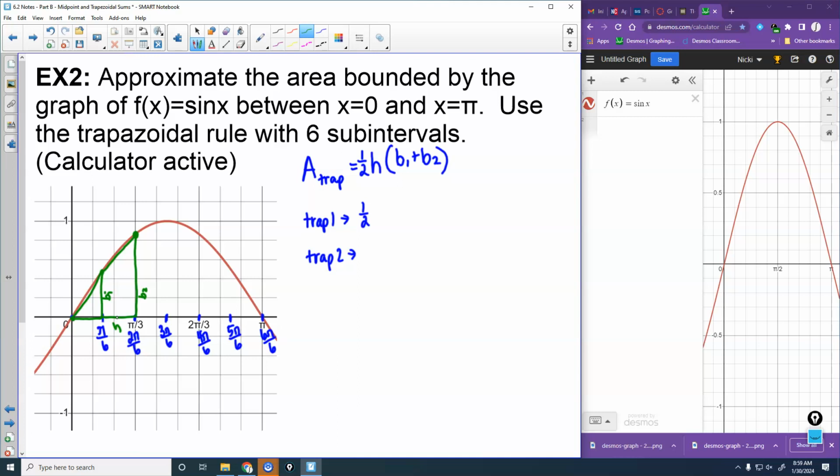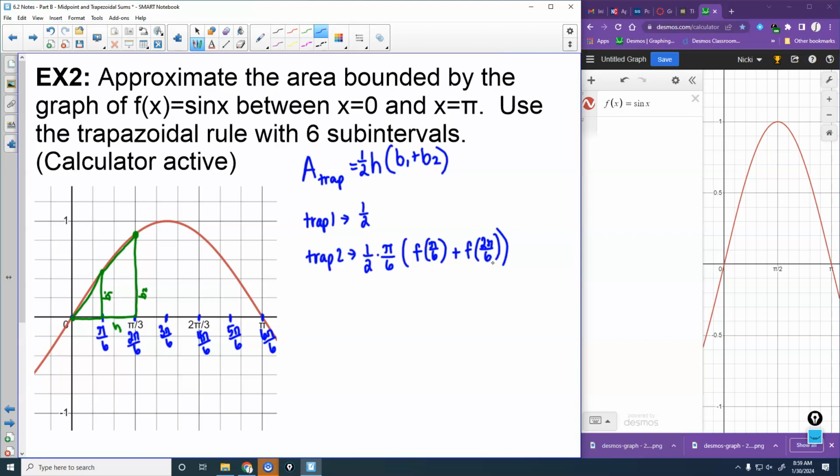So what would the width of that trapezoid be? It is pi over 6. So we got 1/2 times pi over 6, right? That is the width, which is also like the height of this trapezoid. And then we've got B1 plus B2, which I could actually figure out, or I could just do F of pi over 6, that would be the height of this left side, plus F of 2 pi over 6. And we'll grab our calculator here in a second. We're going to set this up first.